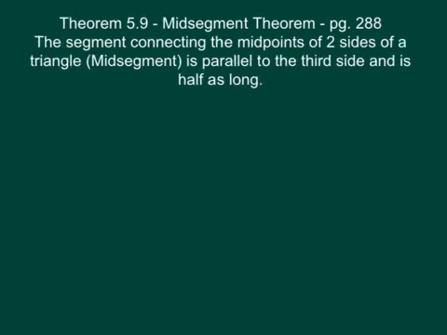This leads us into Theorem 5.9, the Midsegment Theorem, which can be found on page 288 of your book. And the Midsegment Theorem, you want to get on a note card, says that the segment connecting the midpoints of two sides of a triangle, and remember we call that the midsegment, that's that line that connects those two midpoints, it's parallel to the third side, and it's also half as long as that third side.